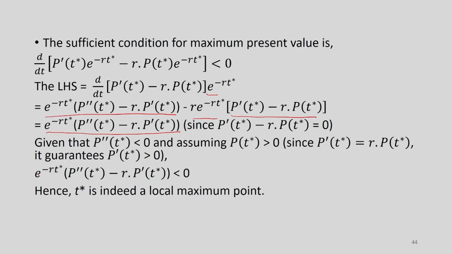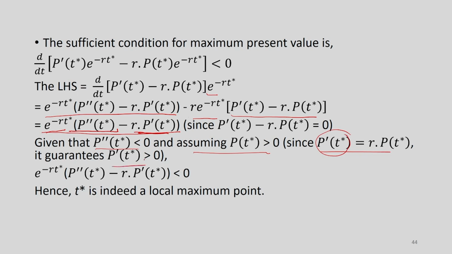Okay, so this term is negative, this term is positive. So, the sign actually depends on this term. This has to be positive to make the entire thing negative. So, it is given to be negative, and assuming that the value of t always remains positive. Okay, p of t star means the value of the tree, and it can be safely assumed that it is positive.